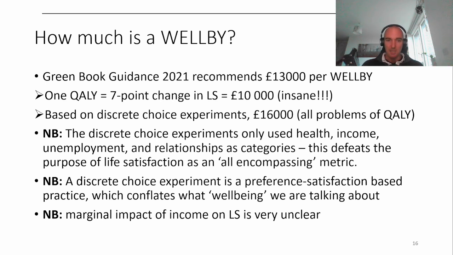The second problem here is that discrete choice experiments are a measure of your preferences. Would you prefer health, income, unemployment, relationships, or life satisfaction? But remember that life satisfaction and preferences are two different notions of well-being. So is what makes someone's life go well that their life satisfaction is improving, or is what makes someone's life go well that their preferences are being satisfied? We can't blend those two together in this way.